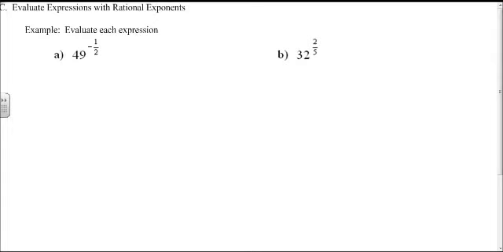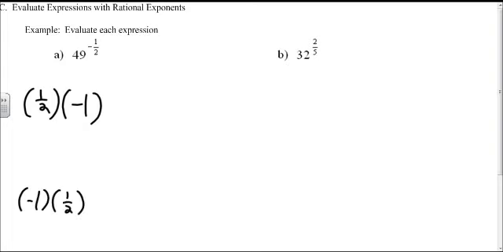Moving right along here. In these cases, we're asked to evaluate each expression, and we have the rational exponents that we are given. So in this case, it's 49 to the rational exponent of -1/2. Now in this case, we can recognize that -1/2 as being two different things. It's either 1/2 times -1, or it's -1 times 1/2. Now if we recognize it as 1/2 times -1, then we would have to rewrite our whole thing as 49 to the 1/2 power to the -1st power.